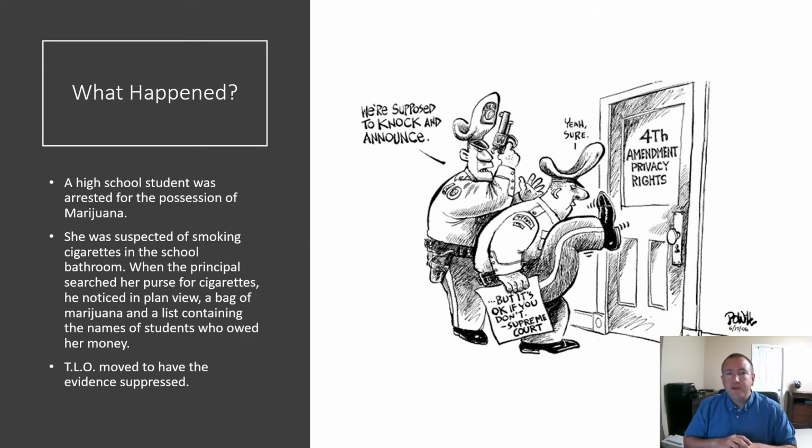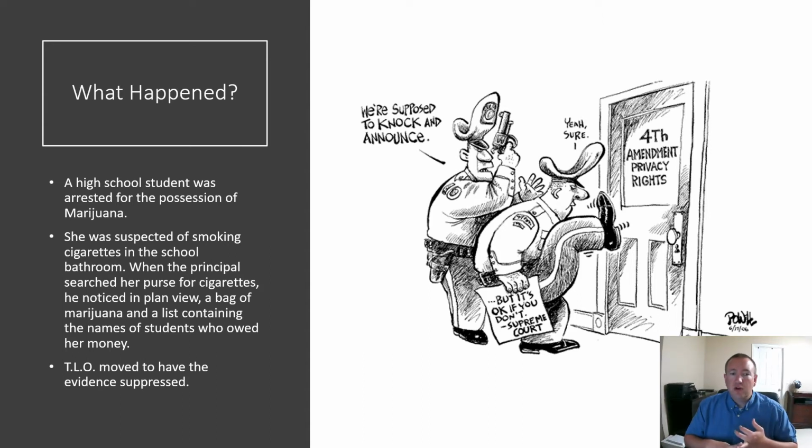So what happened in New Jersey versus T.L.O.? Well, basically a high school student was arrested for possession of marijuana. She was suspected of smoking cigarettes in the bathroom, so when she was taken to the principal's office, the principal searched her purse to look for the cigarettes. When looking for the cigarettes, in plain view was also a bag of marijuana and a list of names of other students that owed her money. So these were confiscated and used as evidence against her when she was later arrested.